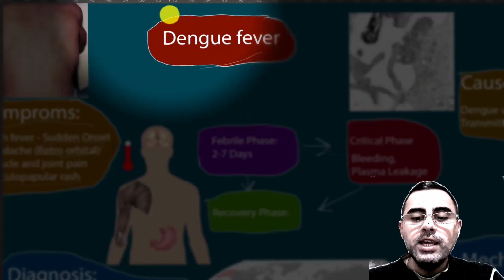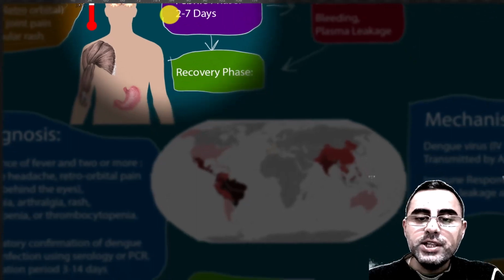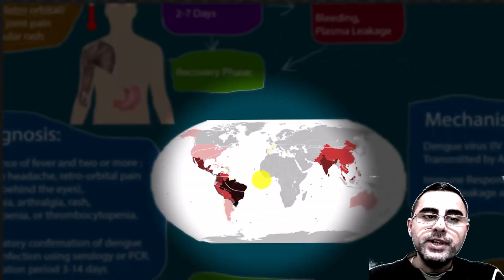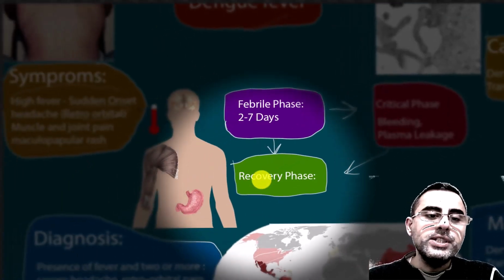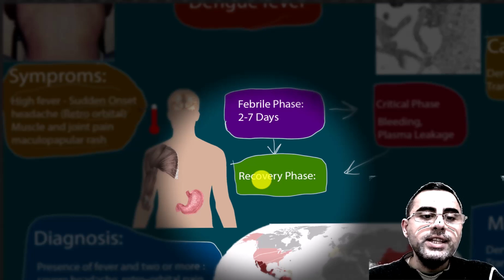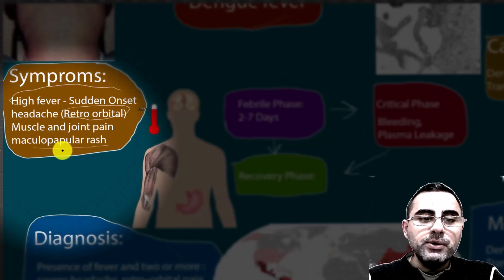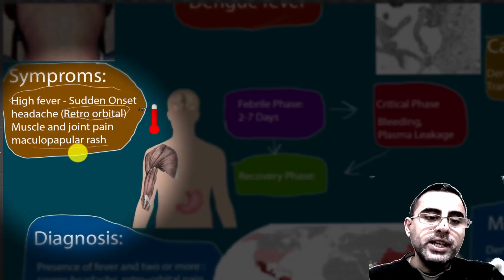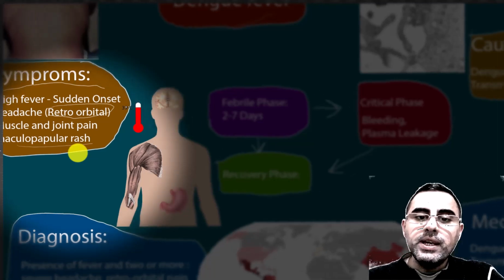Dengue fever is a viral infection. It is common in tropical countries, especially Southern Asia and Africa. The most common and important symptoms include high fever, which has sudden onset, headache, which is retroorbital, which means headache behind the eyes, muscle and joint pain, which means myalgia and arthralgia, and maculopapular rash, which is small red bumps on the skin, which is not filled by fluid.